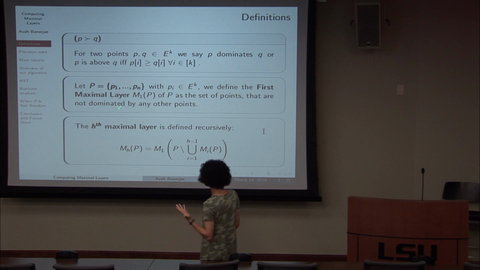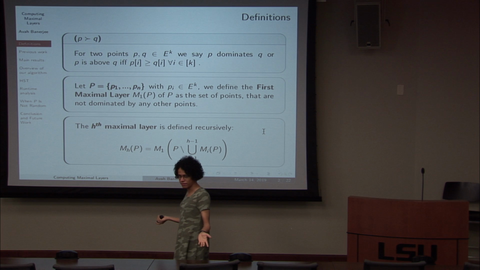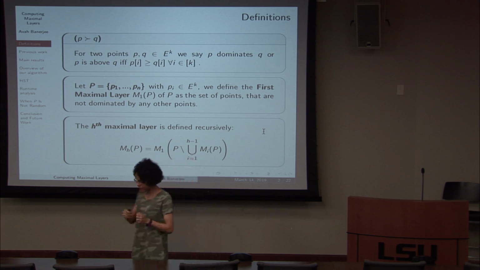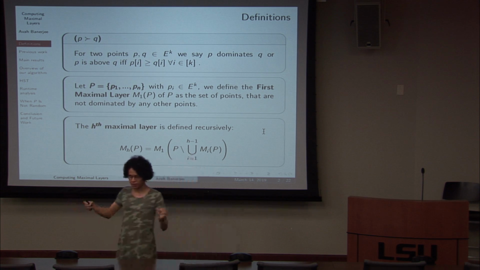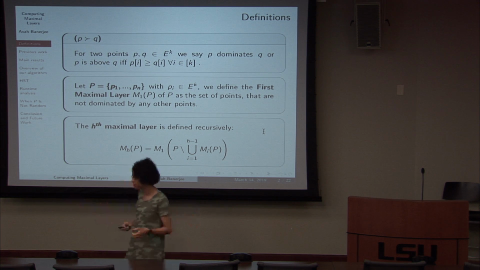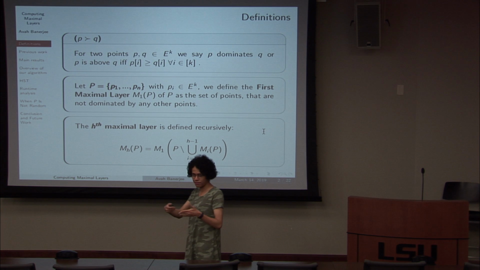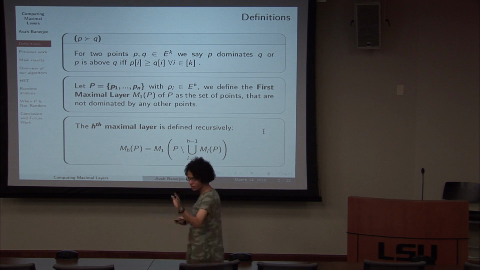We define the first maximal layer. I promise the next slide has a photo of it. This is the first maximal layer, that's why I'm saying M1, of this set of points P, as the set of points that are not dominated by any other points. If it's just a one-dimensional line, there can be only one point, and that will be the maximum of that set of points. But for 2 dimensions, you can have more than 1 point. We'll see in the next slide.